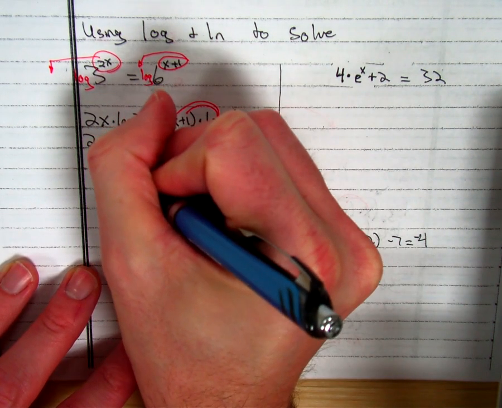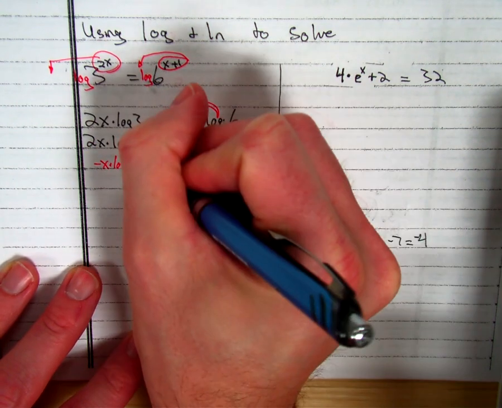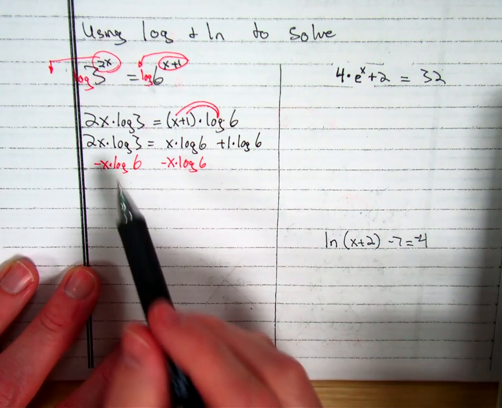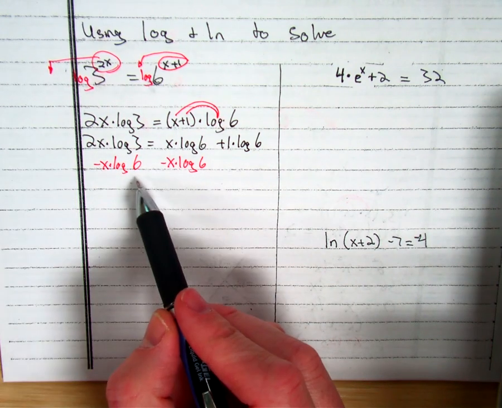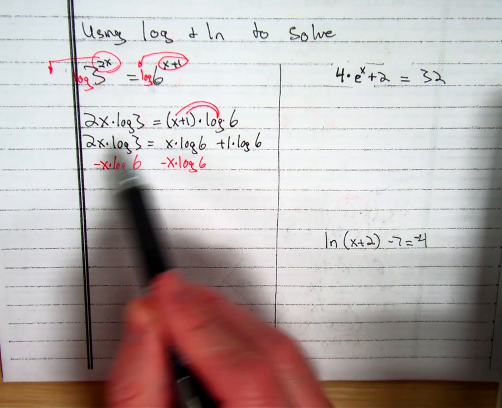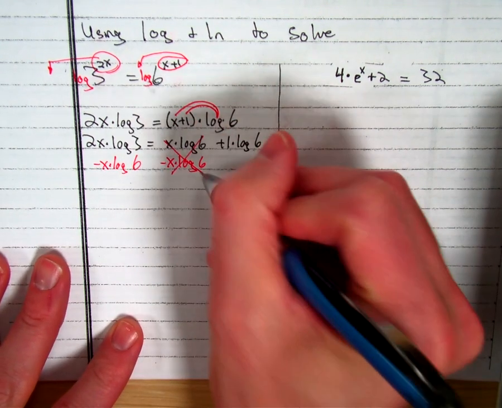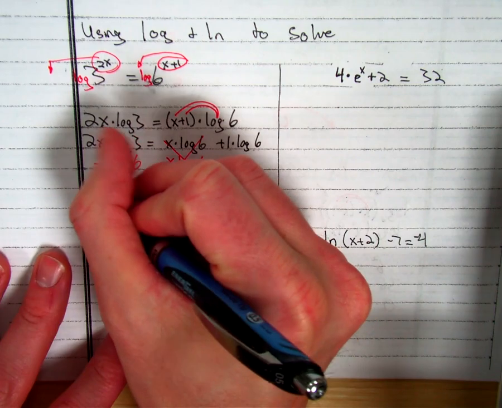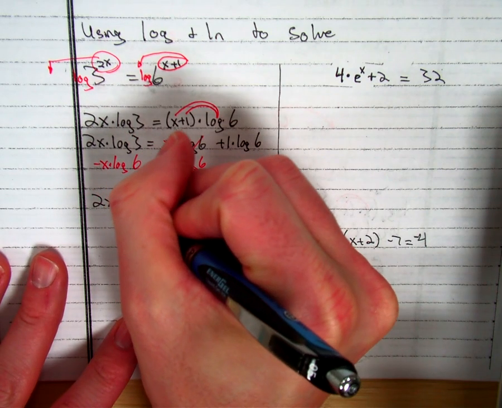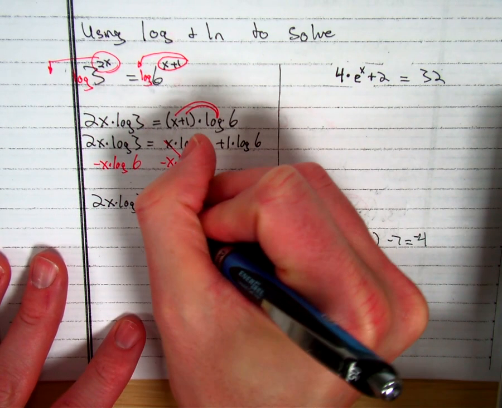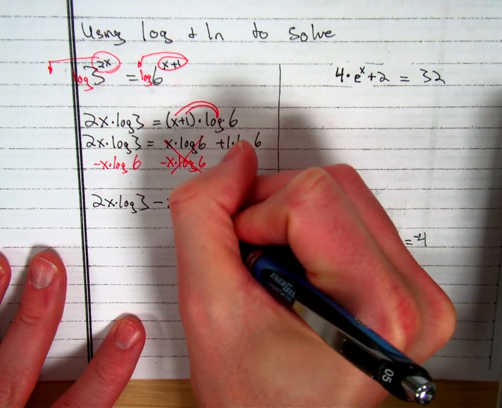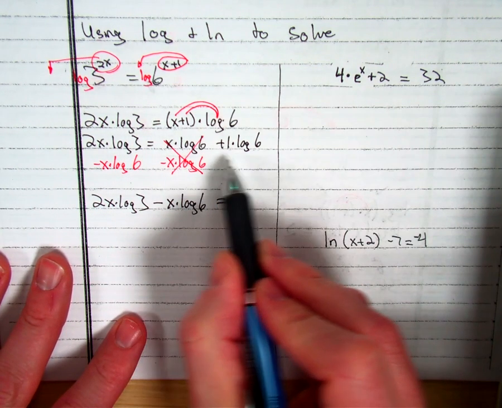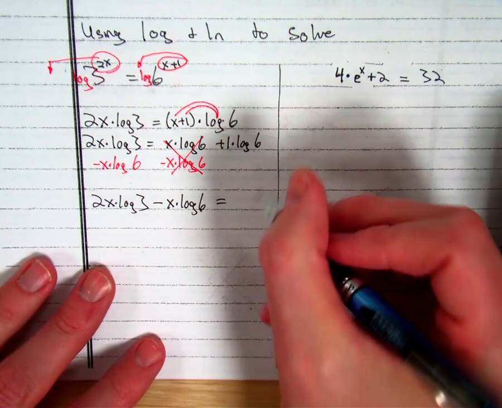Now these are kind of like square roots in that you can't combine them unless they're exactly the same root. So we have 2x log 3 minus x log 6. Cannot subtract those. Don't do it. Okay, we're going to have 2x times log of 3 minus x times log of 6 equals 1 times log of 6, which is just log of 6.